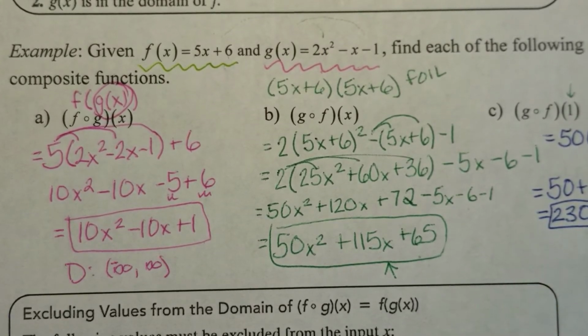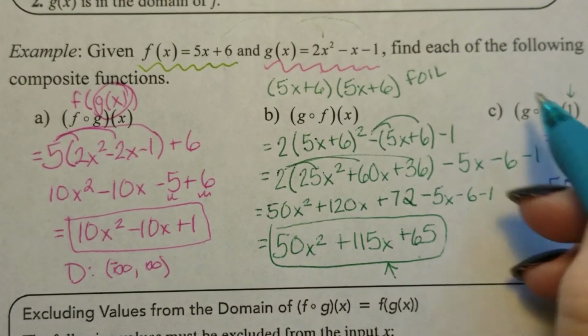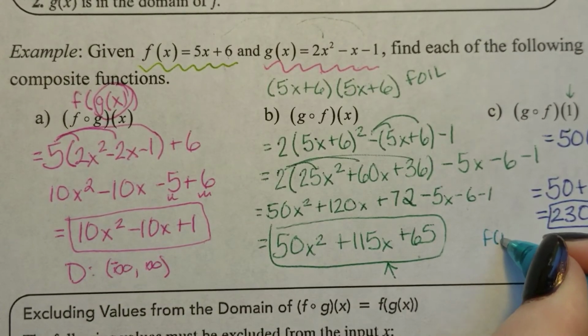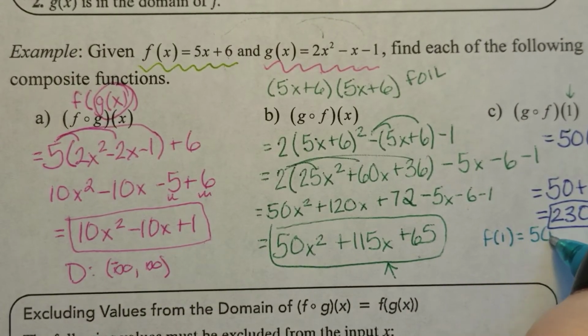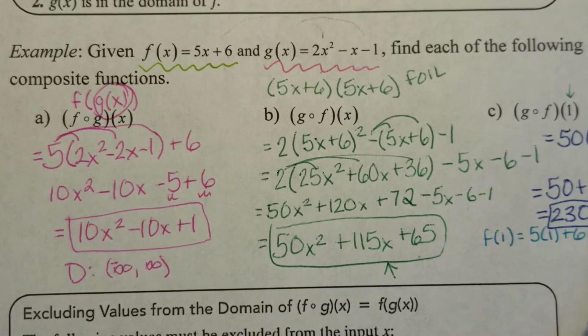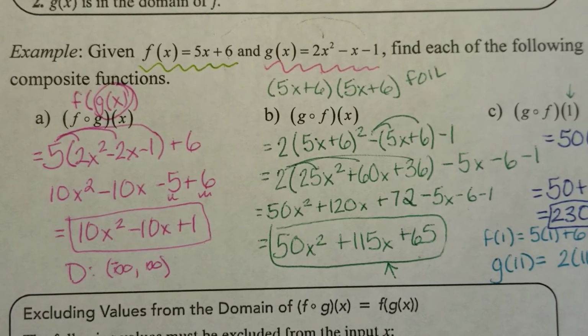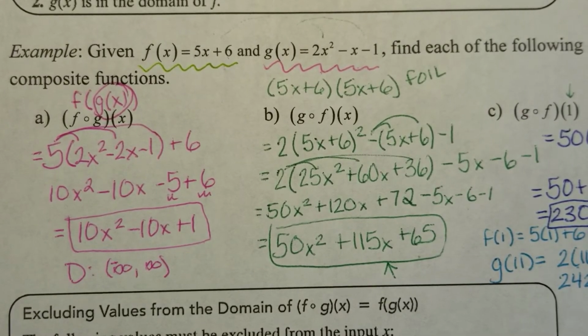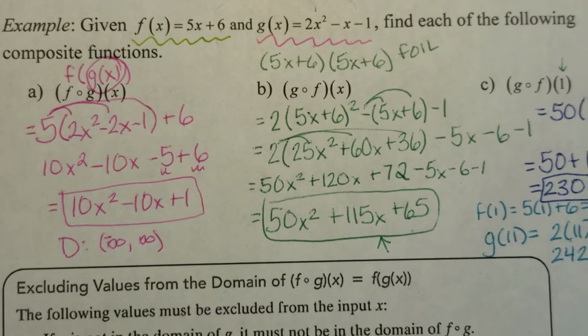And like I said, we could have done it where we put 1 first into f of x. f of 1 is equal to 5 times 1 plus 6, which is 11, and then do g of 11, and you get 2 times 11 squared minus 11 minus 1. So this is 121, so 242 minus 11 minus 1, and that still gives you 230. So either method will work for that.